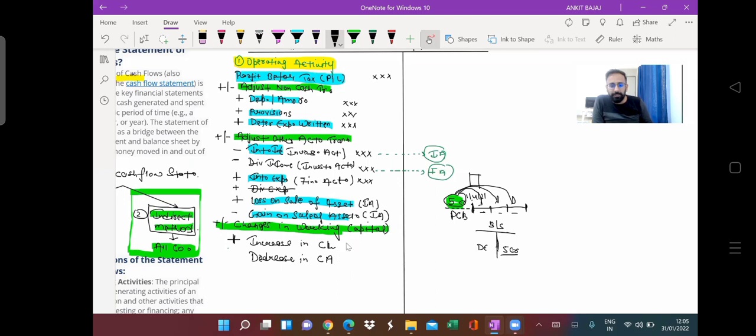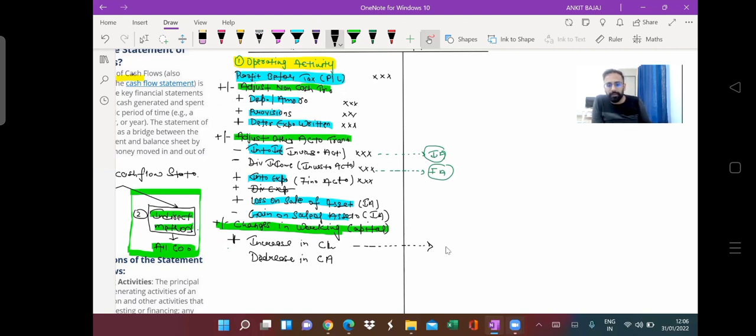So increase in current liability means we will compare two years' data. Now, how will you find these two years' data? From the financial statement, in the balance sheet, you will get the two years' data. Right. So when you prepare the cash flow statement, if there is any increase in current liability, then to find out cash profit, we add back the increase in current liability.